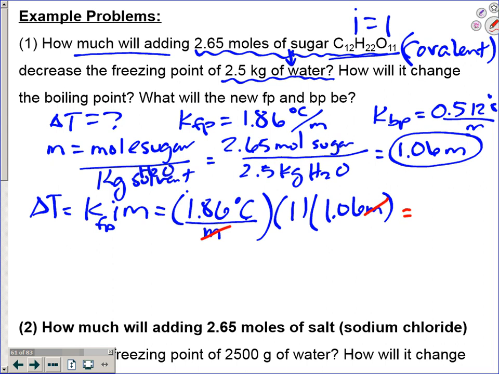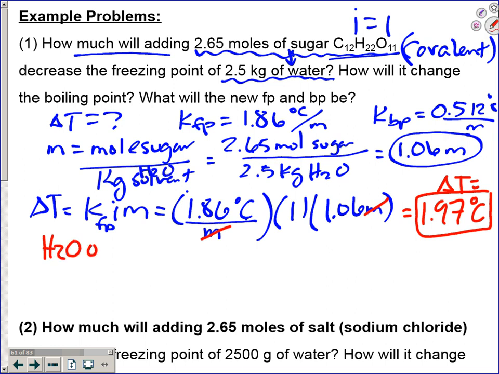So at this point, calculate that for me, guys. What is it? 1.97 degrees Celsius. Okay, so if this is delta T, this is how much the freezing point is changing. High or low? Is it decreasing or increasing? Because we know it's called freezing point depression, so it's decreasing the freezing point. So we go back and look at the solvent. Who's the solvent? Water. Okay, we know water's natural freezing point is what? 0 degrees Celsius.